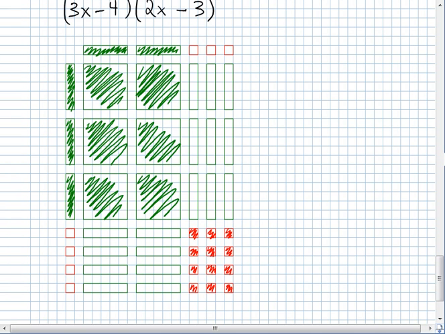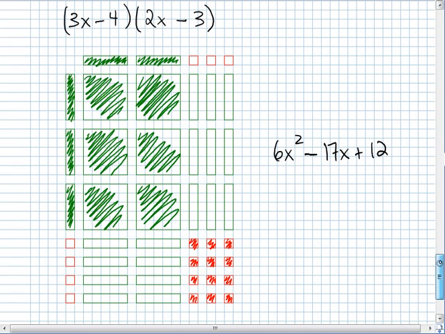Okay, so first of all, notice which ones are positive, which ones are negative. Positive times positive is positive, and negative times negative is also positive, and whenever you have positive times negatives, those ones will be left white, or negative, in other words. So you add all those up, and you get 6x squared minus 17x plus 12. But is there a better way of doing it without doing all of the drawing?